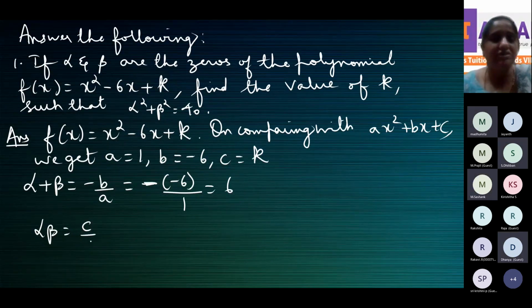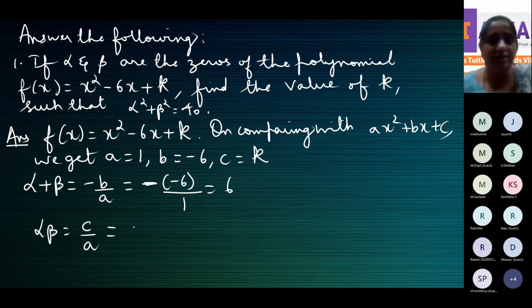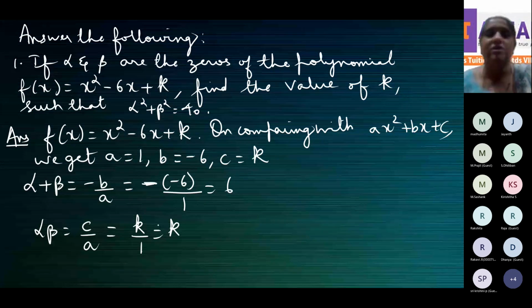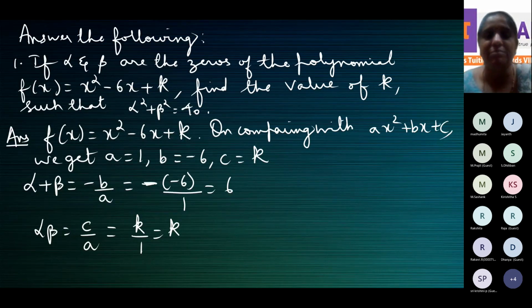C by a. What is c? k. k by 1, which is k. So this is what you should always do. Very good. When you're given a quadratic polynomial, you must first find the sum of the zeros, which is given by minus b by a, and the product of the zeros, which is given by c by a. We need to use this information now working ahead. So you should find this always.